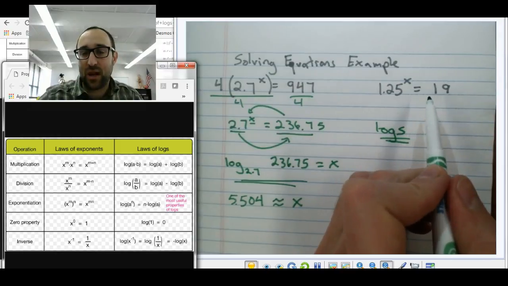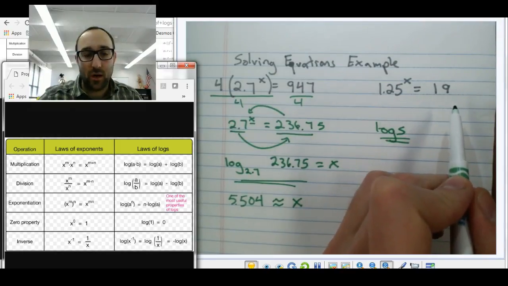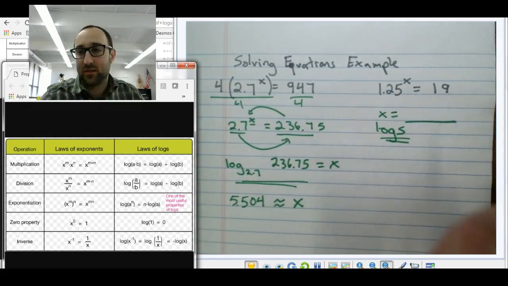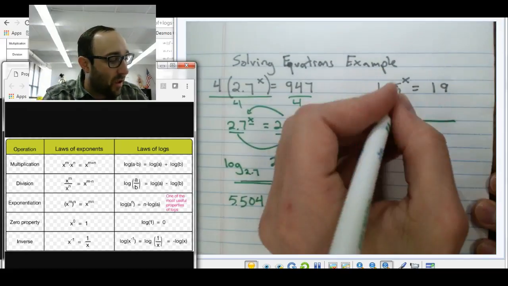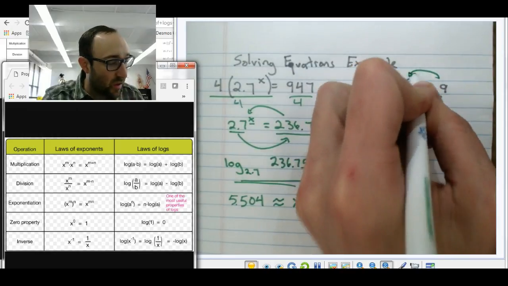All right, very good. So now what I'm going to ask you to do is right here, you may not have that change of base, you may not have that calculator, but I want you to rewrite this using logs. That way you should end up with x equals something. What does x equal? Log base that of this equals x.